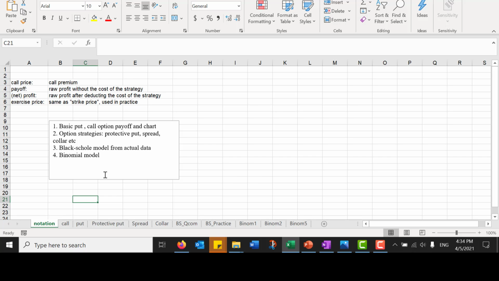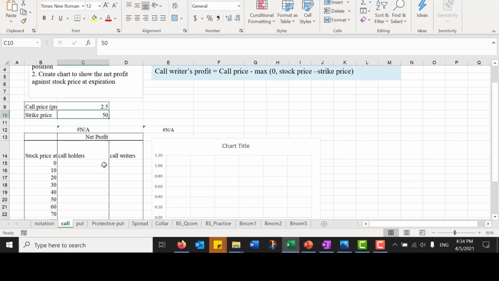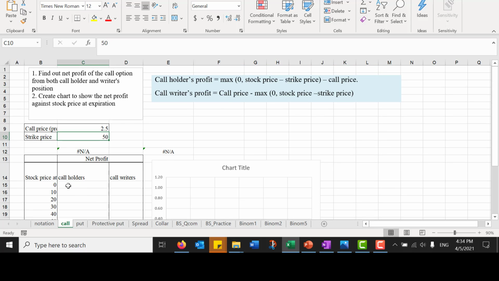Hello everyone. Now let's move to the Excel practice. So we will start with the basic put call payoff, profits, then go over some strategy, then move on to Black-Scholes and binomial. Okay. So here I copied the formula to calculate call holder and writer's profit.